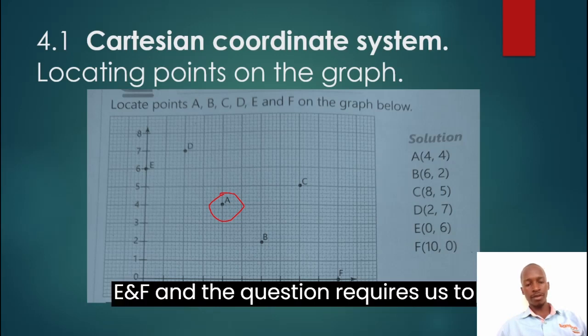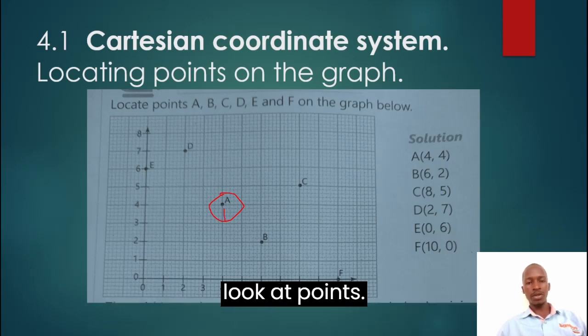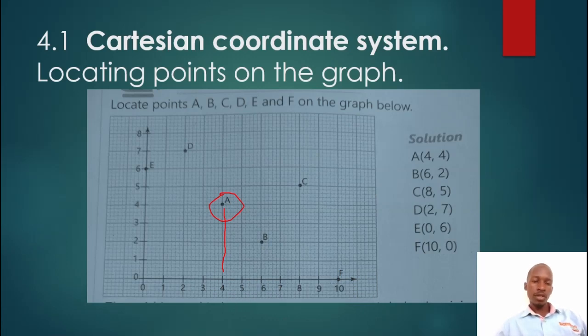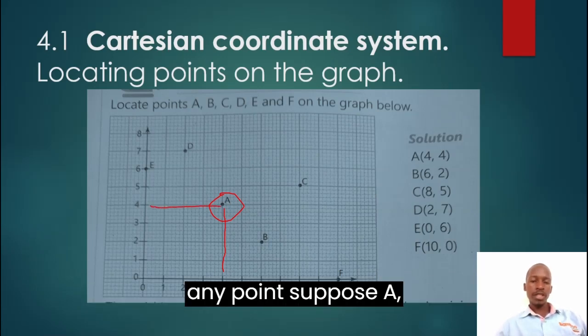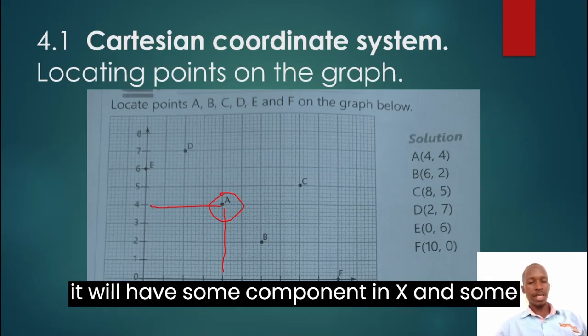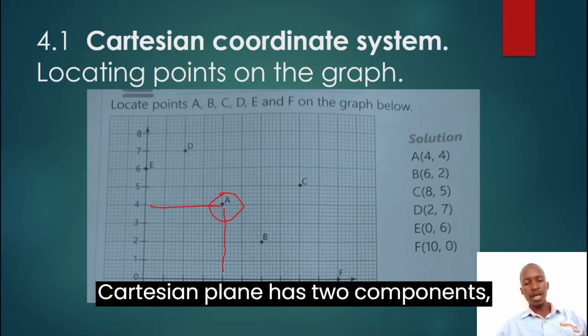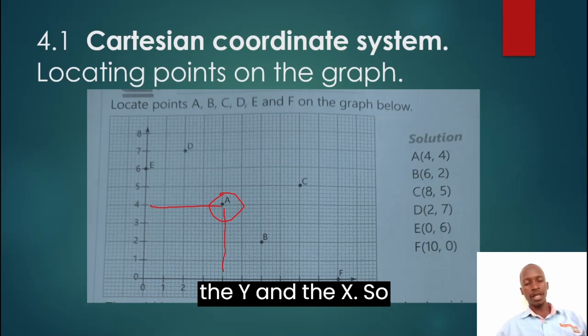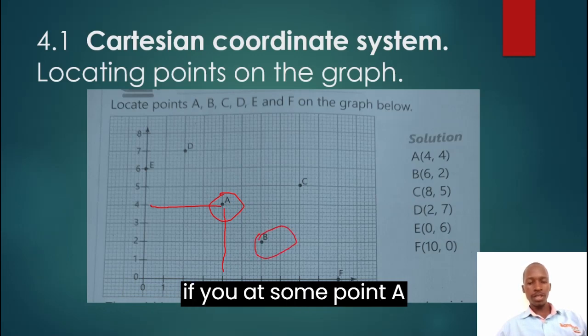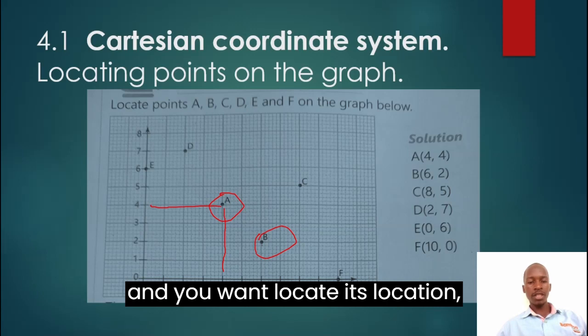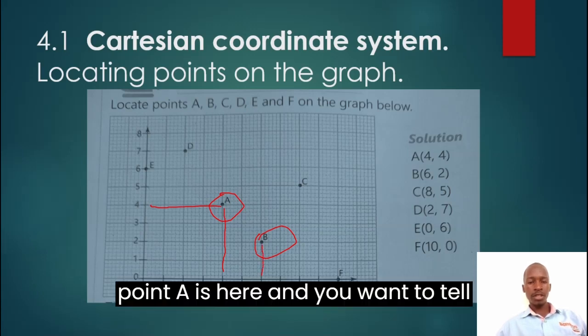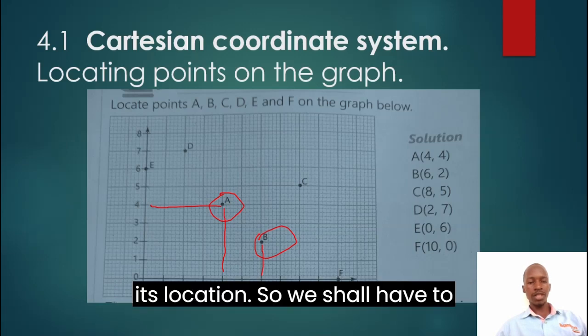D, E, and F. And the question requires us to locate points A, B, C, D, E, and F on the graphs. So when we are trying to locate a point A, any point, it will have some component in X and some component in Y, because the Cartesian plane has 2 components, the Y and the X. So if you are at some point A and you want to locate its location, point A is here and we want to tell its location.